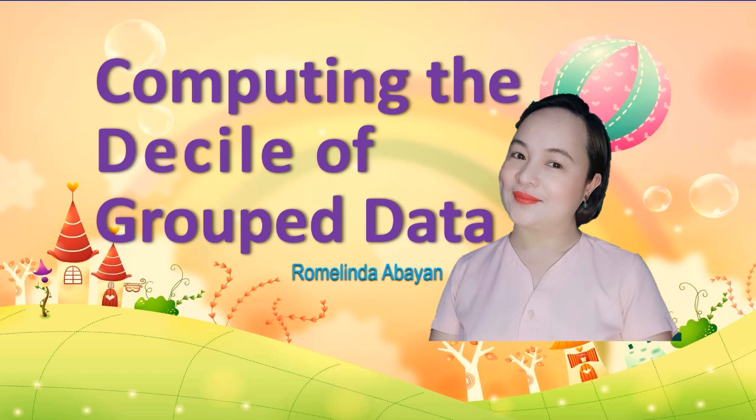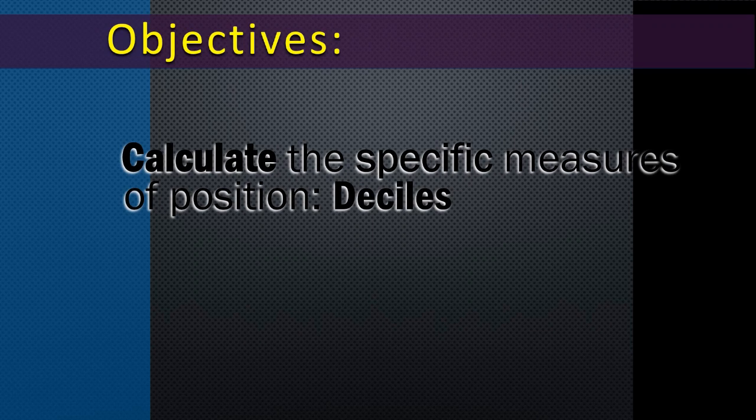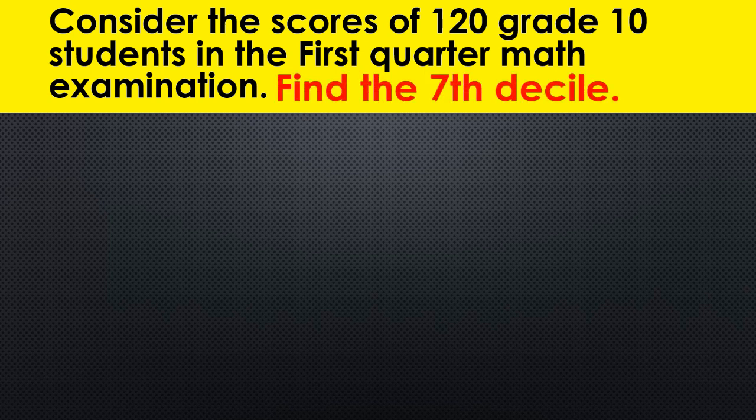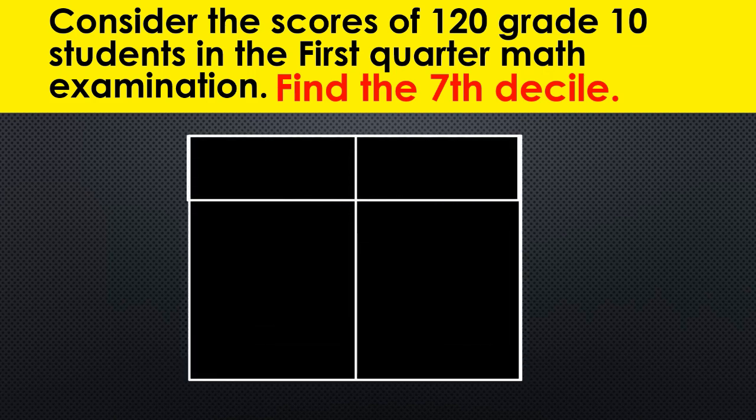Today, we are going to discuss computing the decile of group data. For our objective, calculate the specific measures of position, which is deciles. Let us consider the scores of 120 grade 10 students in the first quarter math examination. Find the 7th decile. Let us take a look at the given table.